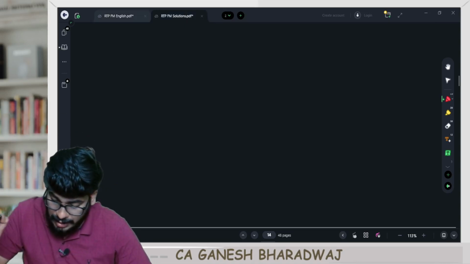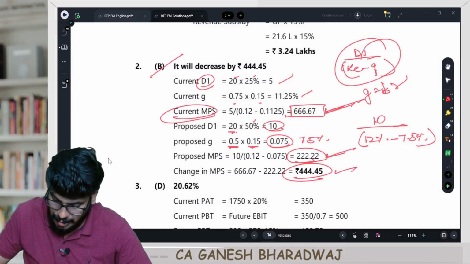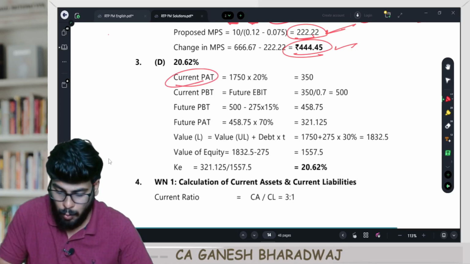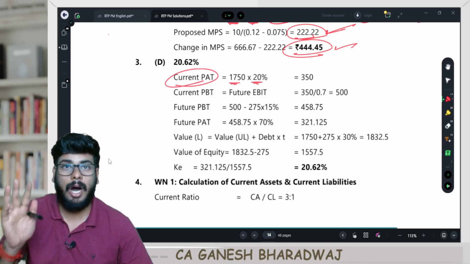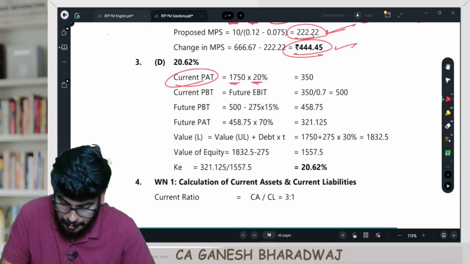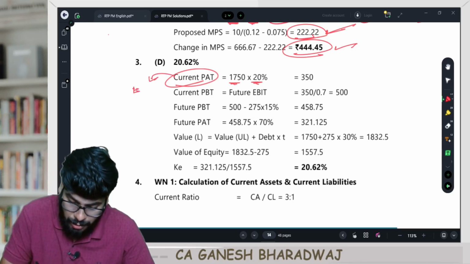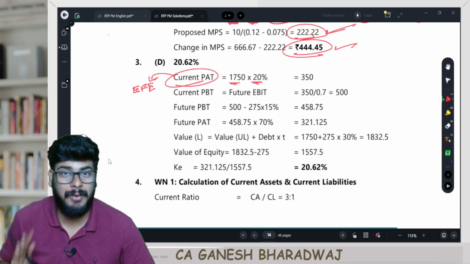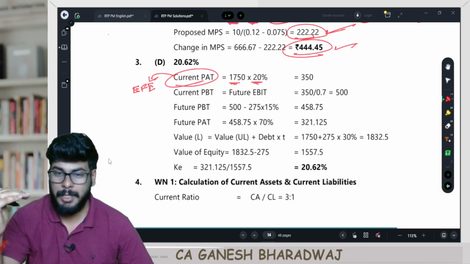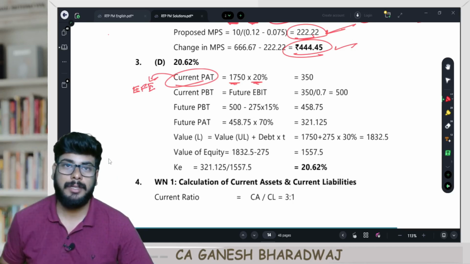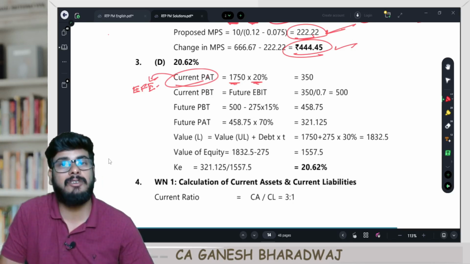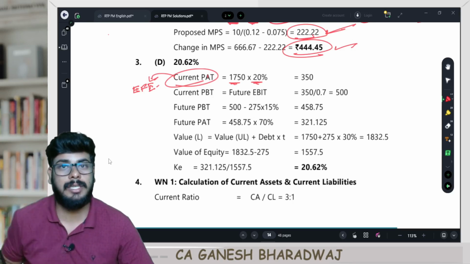So now this is what they have done here, but they haven't mentioned any of this. Look at this. Current PAT they have mentioned is 1750 into 20%. How have they arrived at this? Look at this. Profit after tax is also equal to earnings for equity shareholders. How can you say this? Because there is no preference dividend. So profit after tax minus preference dividend is equal to earnings for equity. Since there is no preference dividend, I can say that EFE itself is equal to PAT, but they have not mentioned all these details here.